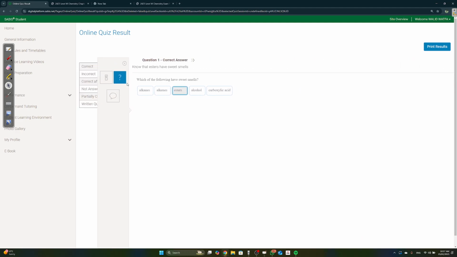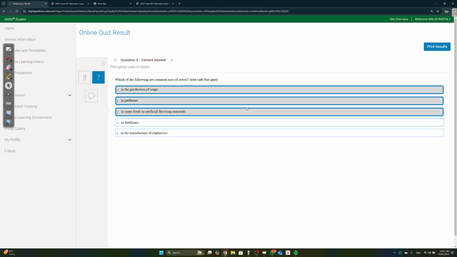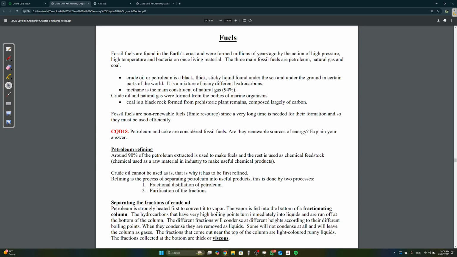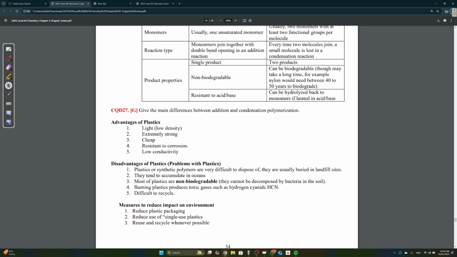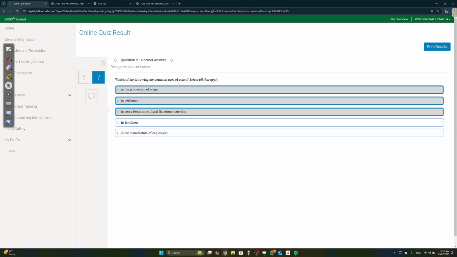Question 1, which of the following has sweet smells? We said it's what? Obviously esters. Very easy. Question 2, which of the following are common use of esters? If it's not in the notes, we're gonna go over here and just memorize this. Esters are used in the production of soaps, perfumes, and some foods as artificial flavoring materials. Not in fertilizers and not in explosives, obviously.